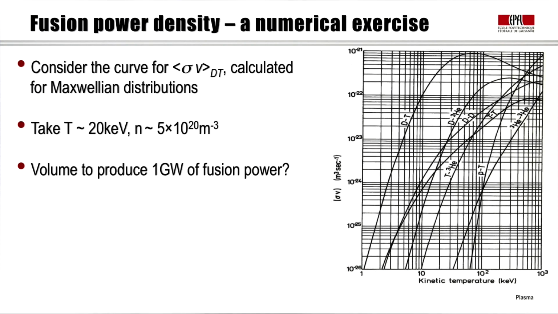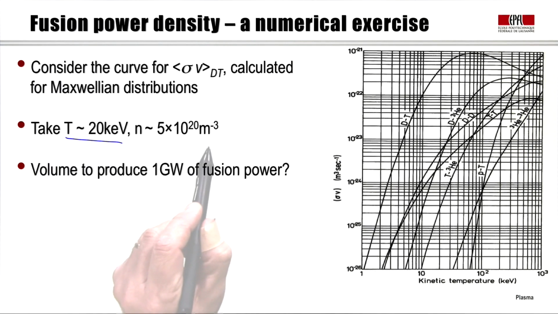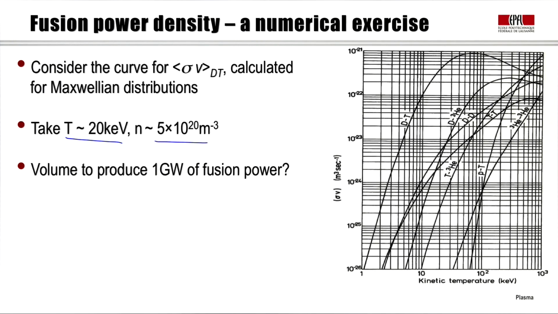Before proceeding to more complicated power balance exercises, I'd like to just do a brief numerical exercise. Here we consider the curve for the reaction rate calculated for a Maxwellian distribution, in fact for two Maxwellian distributions for both deuterium and tritium. This curve is given here, and it's expressed as a function of the temperature of the plasma. We're supposed to have a plasma at 20 keV and a density of 5 times 10 to the 20 per cubic meter. So we look up the curve that's plotted here for 20 keV.